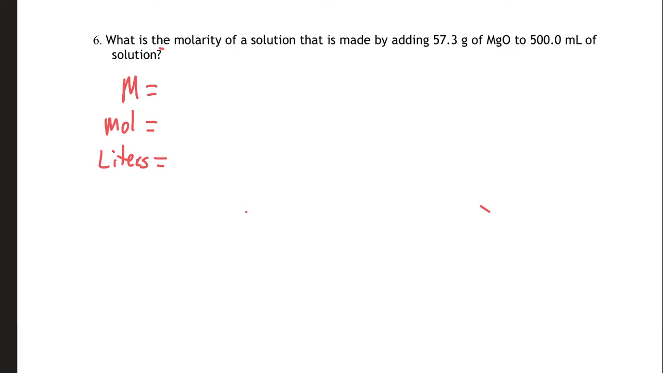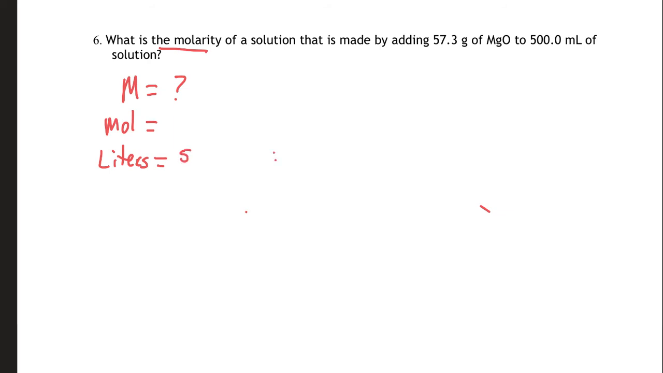Well, it says, what is the molarity? Well, that's got to be my unknown. Of a solution that's made by adding 57.3 grams of MgO to 500 milliliters of solution. So I don't have moles and I don't have liters, but I do have a way to get to it. The first one I'm going to do is the liters.